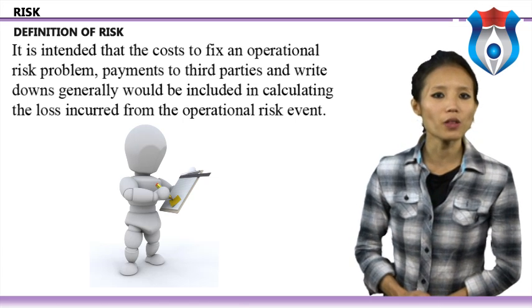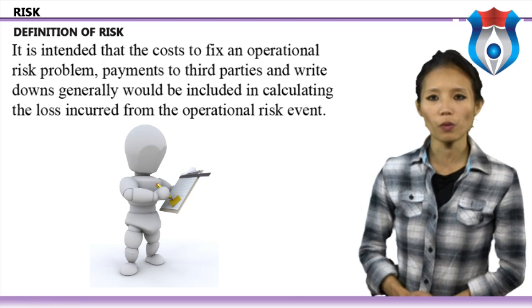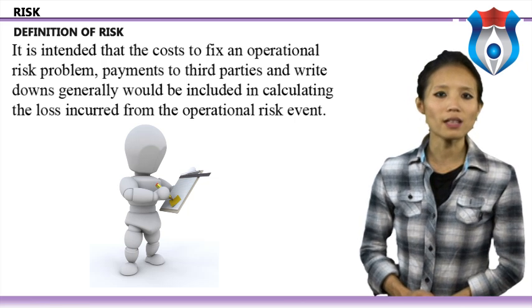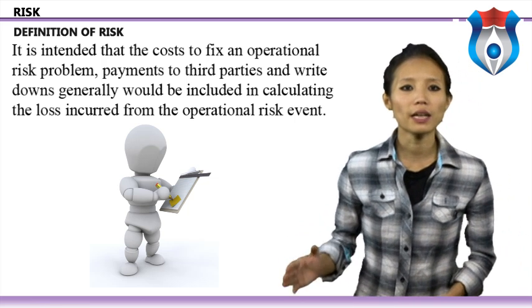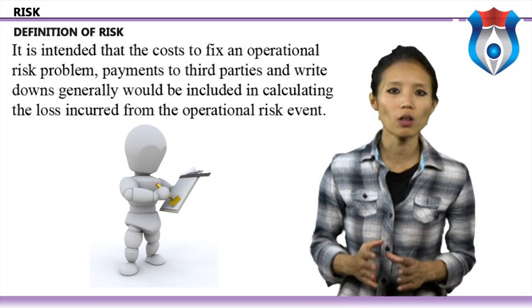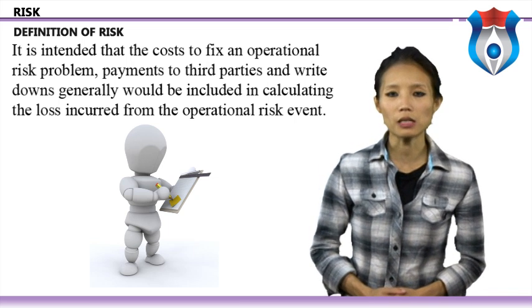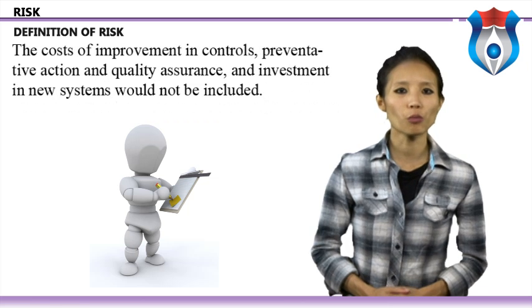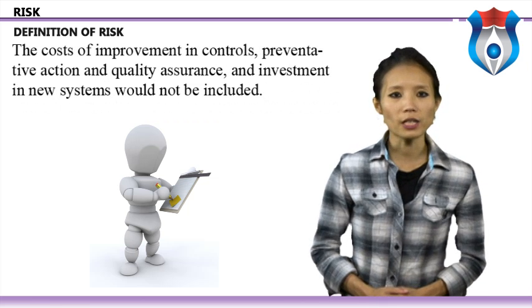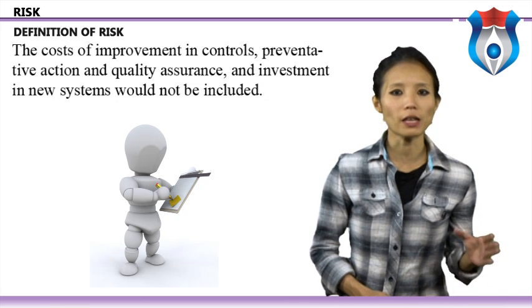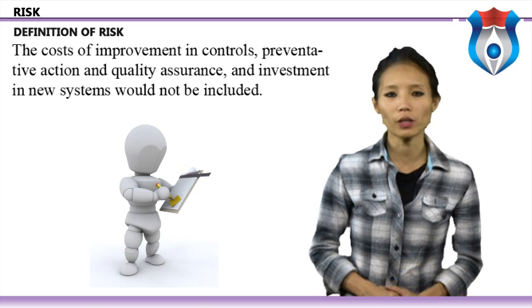Furthermore, there may be other types of losses or events which should be reflected in the charge, such as near misses, latent losses, or contingent losses. Further analysis is needed on whether and how to address these events or losses. The cost of improvement in controls, preventative action, quality assurance, and investment in new systems would not be included.